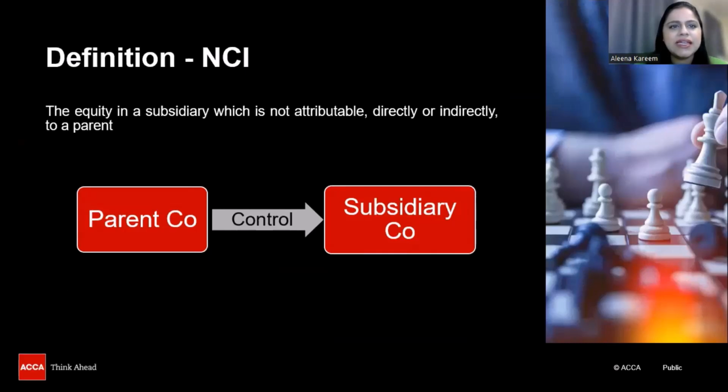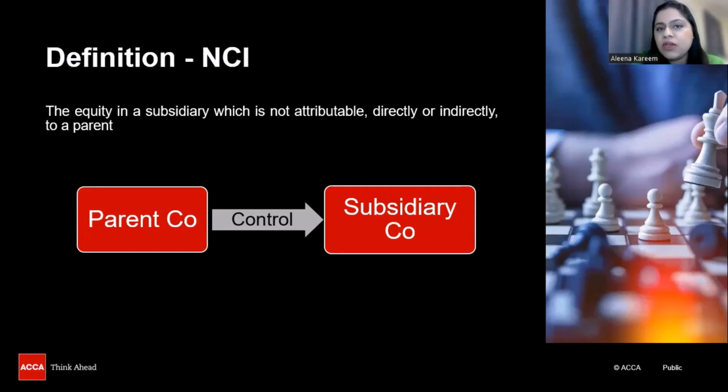First of all, over here, this is the definition of the non-controlling interest: the equity in a subsidiary which is not attributable directly or indirectly to a parent. So whenever the consolidation happens, we have a parent company which goes and obtains control over the subsidiary company, as you can see on the screen also. Control is a very important word over here. So when one company obtains control over another company, which can be in the form of percentage of shareholding or any other contractual arrangement, but ultimately, if the control exists, then the investee becomes the subsidiary of the investor company.